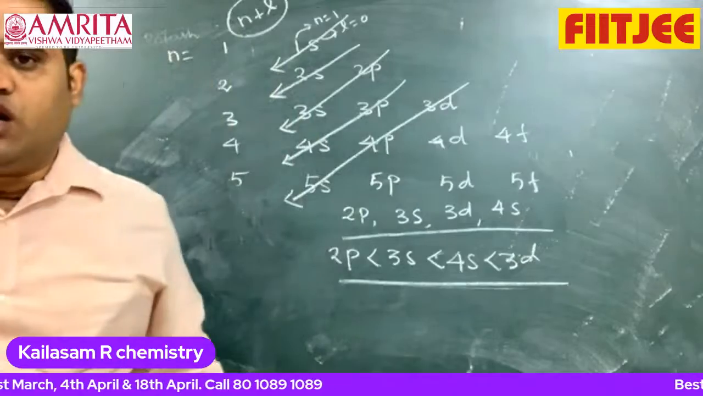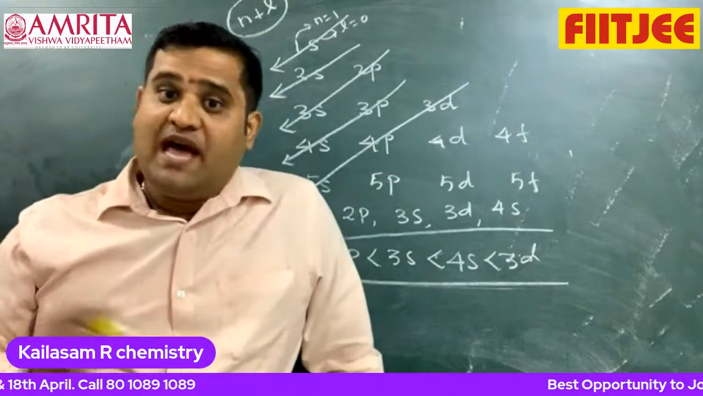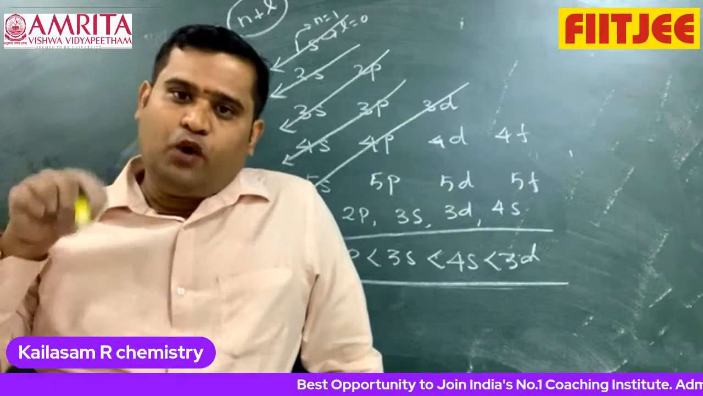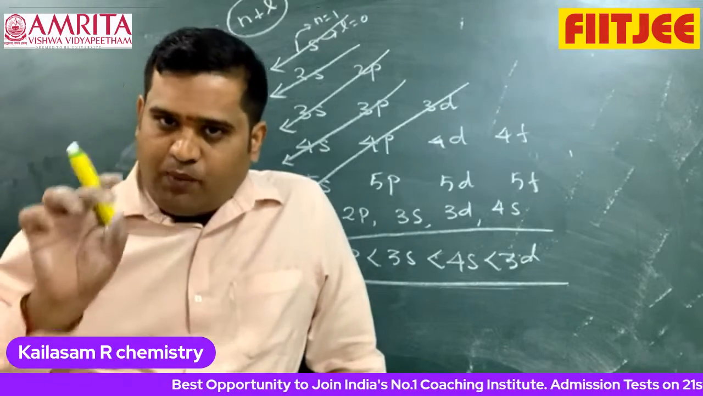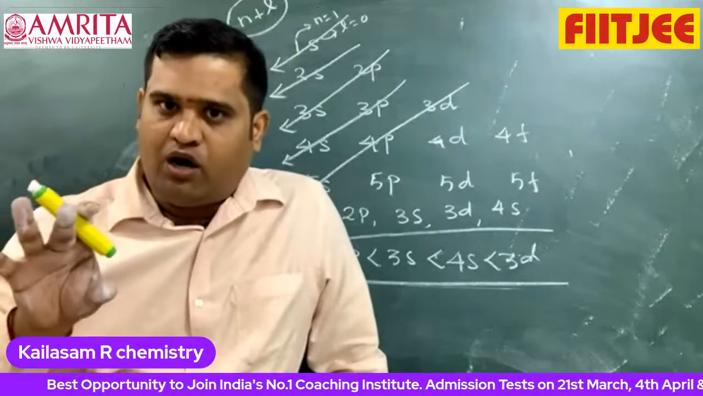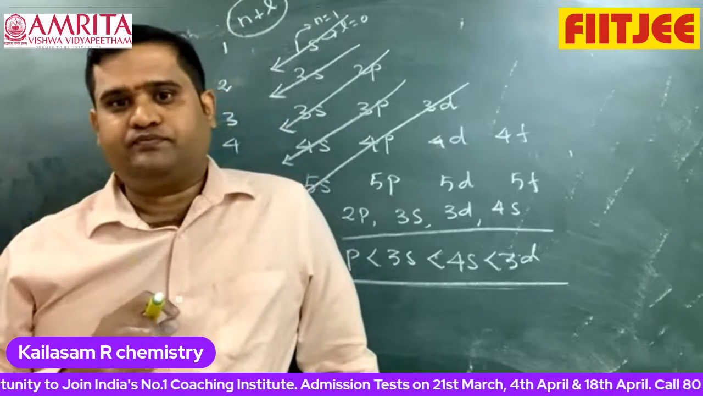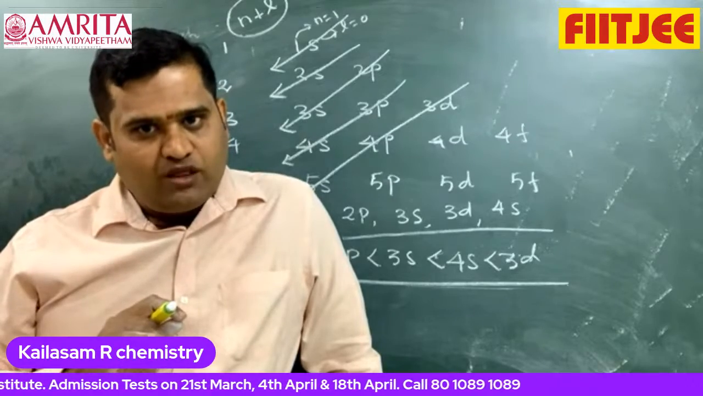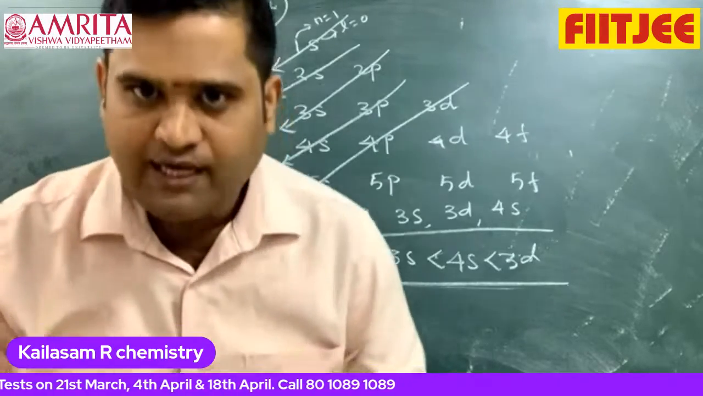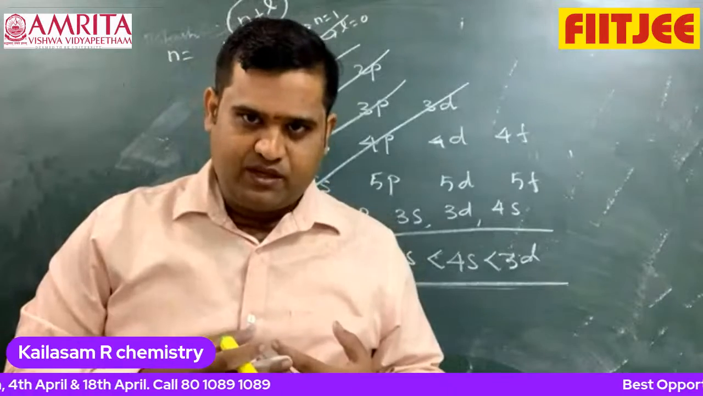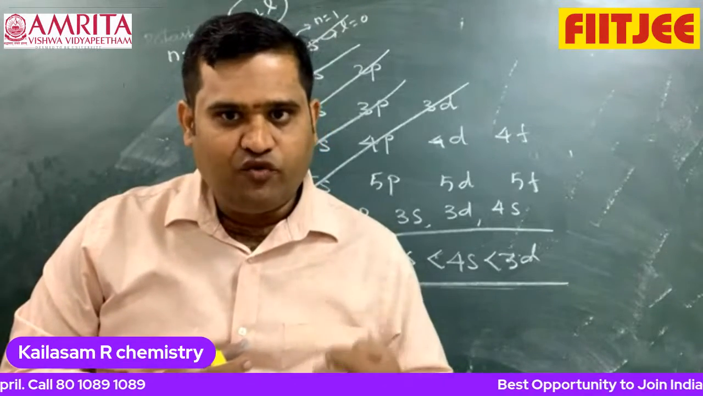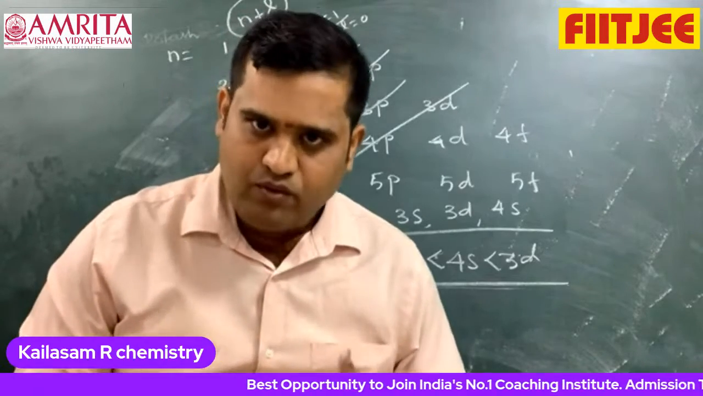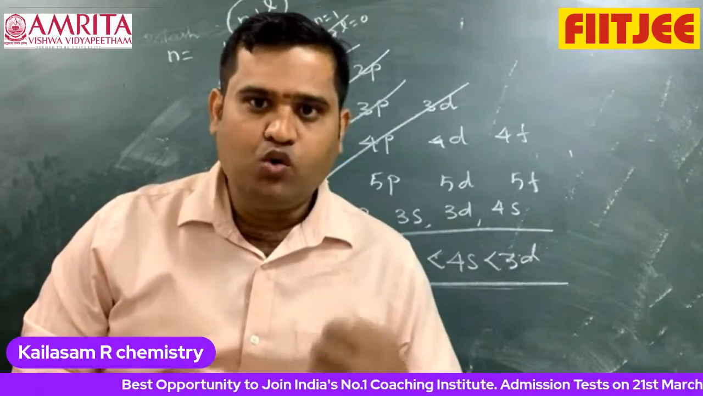The examination point is called the Aufbau principle. And next, very important, is the Pauli exclusion principle. What is the Pauli exclusion principle? An orbital can accommodate only 2 electrons with opposite spin, or we can say that no 2 electrons in an atom can have the same set of 4 quantum numbers.